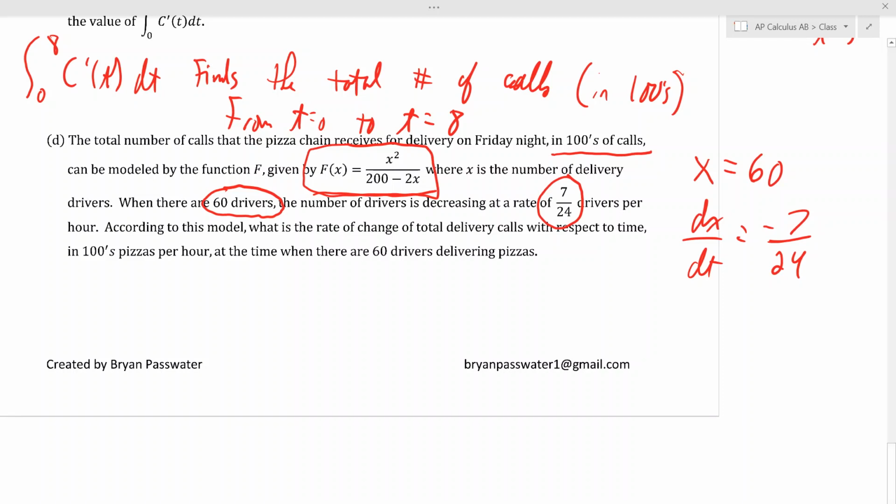But anyway, they're saying, what is the rate of change of total delivery calls? Well, remember, F is the total number of calls, right?